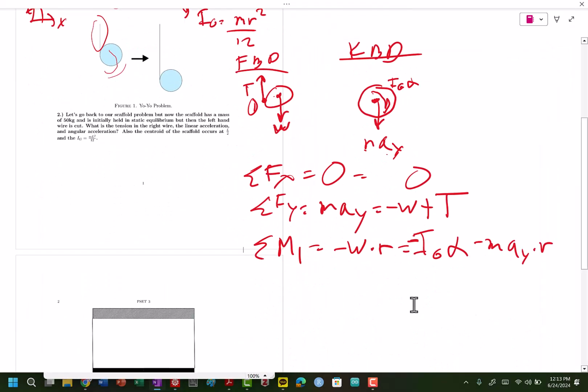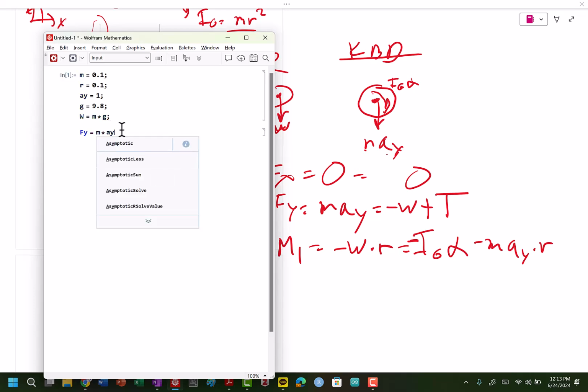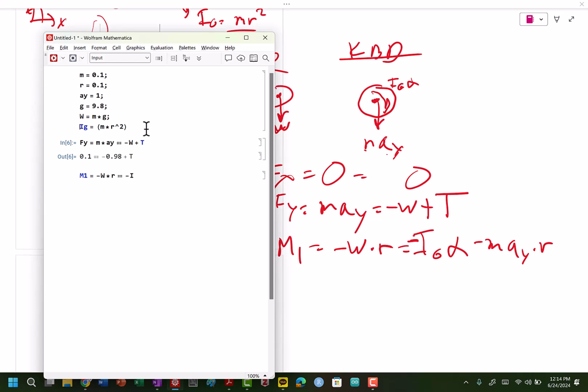So let's say Fy is equal to mass times ay. Oops, we already defined it. Good, excellent. Which is equal to minus W plus tension. Our M1 is equal to minus W times radius, which equals minus Ig. Oops, we need to define Ig. So Ig is equal to mass times radius squared divided by 12. Is that true?